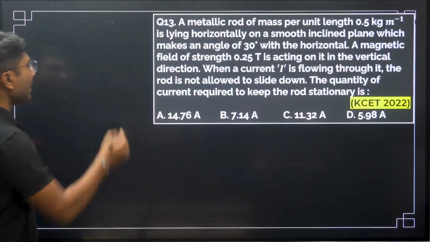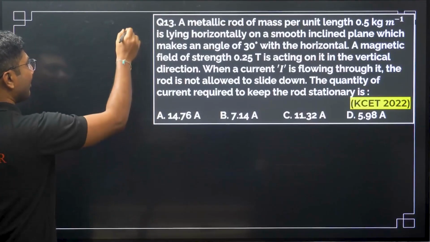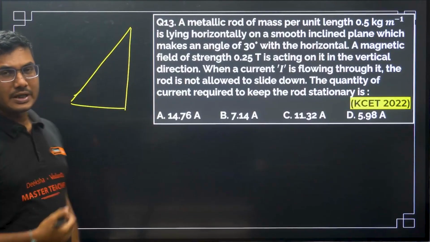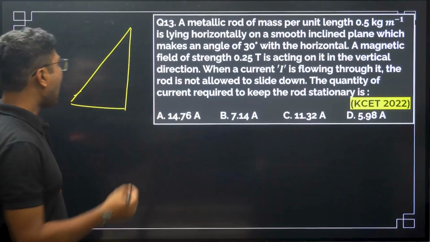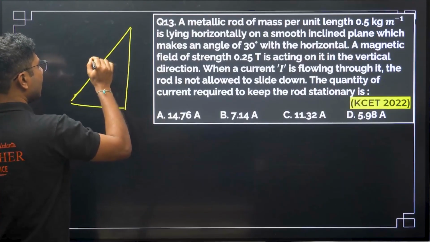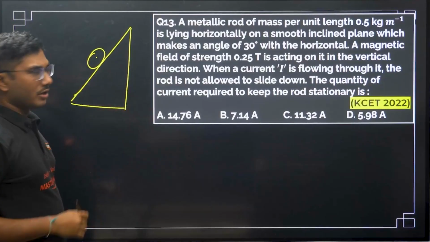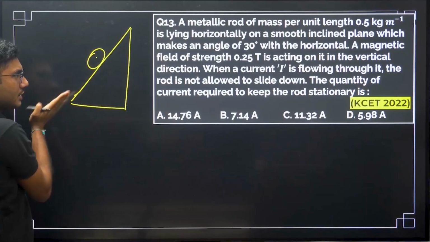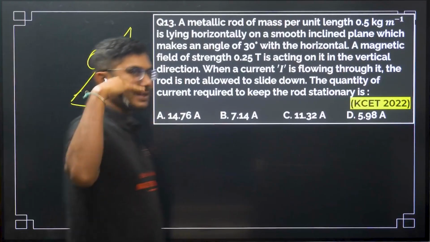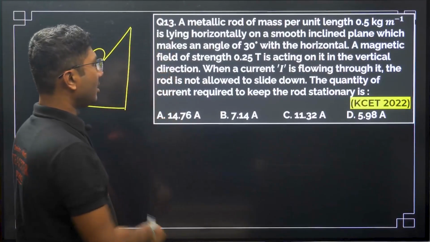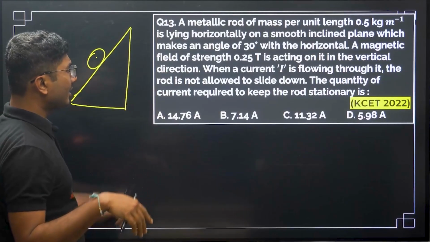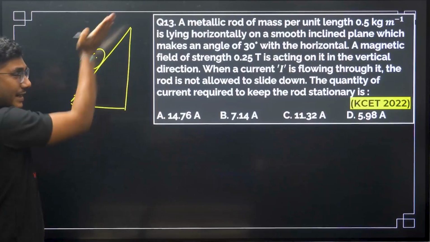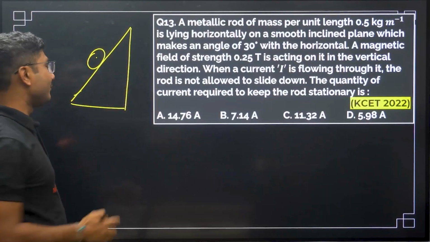Now this question is partly incomplete because the diagram is not given. How the rod is kept on the incline is not given. That is why I feel this question is partly incomplete. So here is the rod. The rod is lying this way, not this way. The rod is lying in the horizontal way. So this is the horizontal way, this is the vertical way, at an angle with the vertical, right?